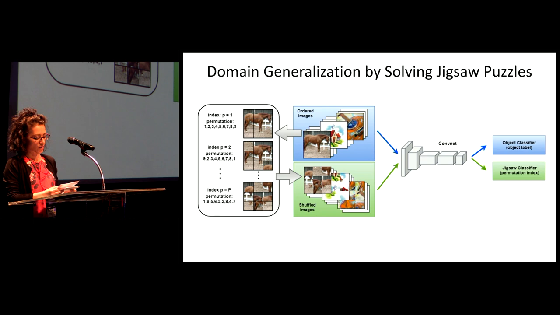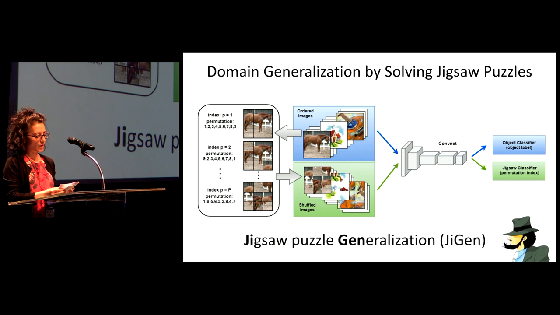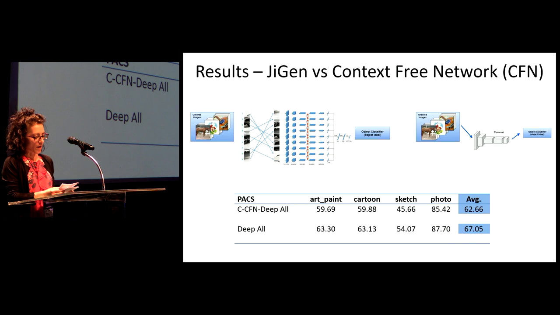So we can use different architectures for the ConvNet backbone, and the multitask objective is obtained through the two separate fully connected output layers. At test time, only the blue part of the network is used to recognize the object label from samples of a new domain. We name our approach jigsaw puzzle generalization, or JiGen. With respect to previous work, our learning procedure moved the patch reordering problem from the feature to the image level.